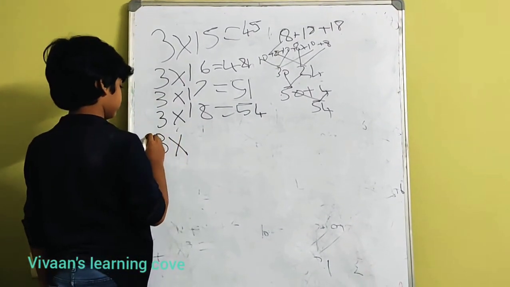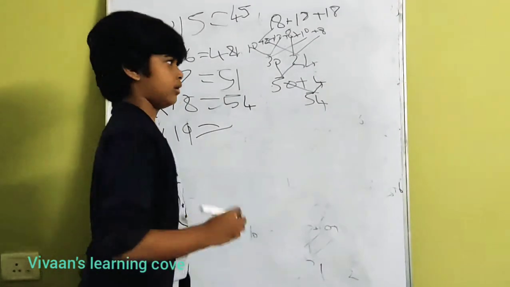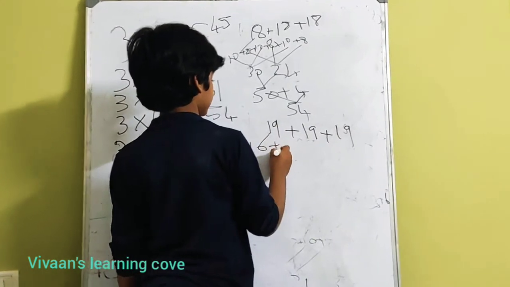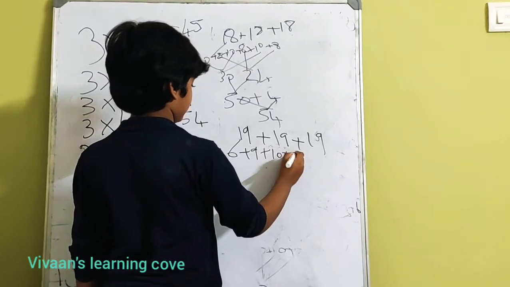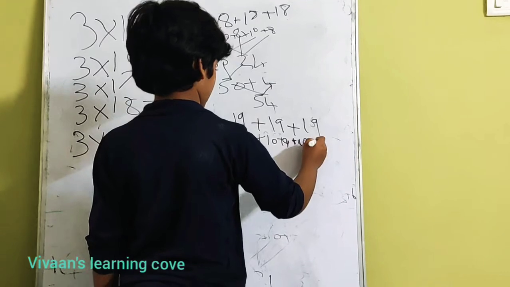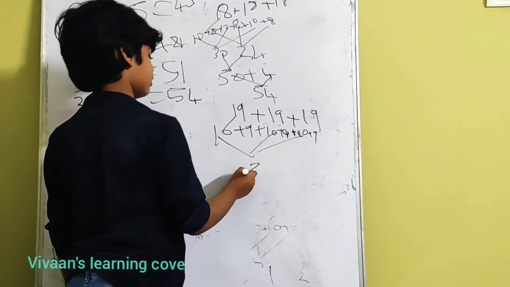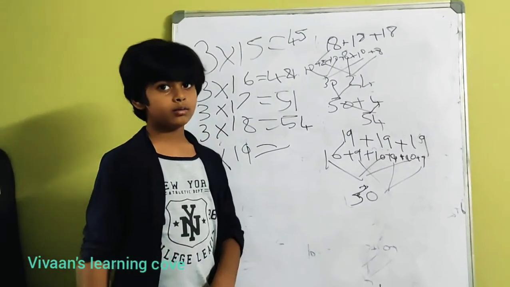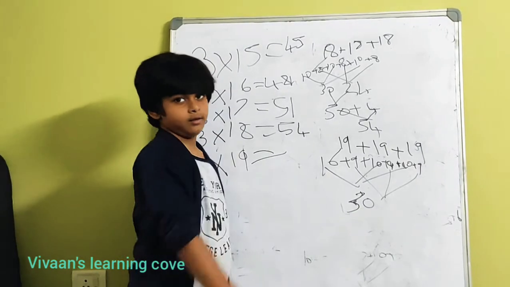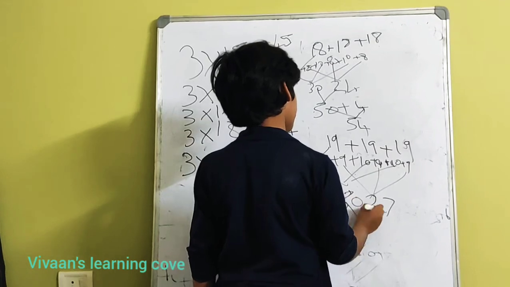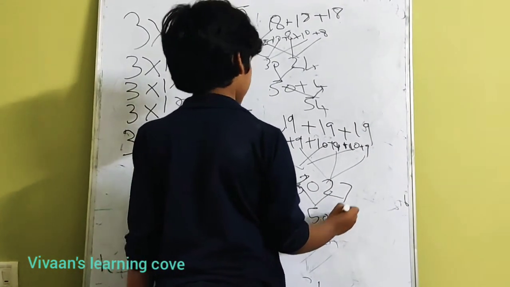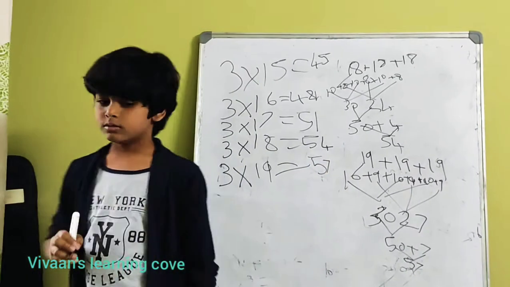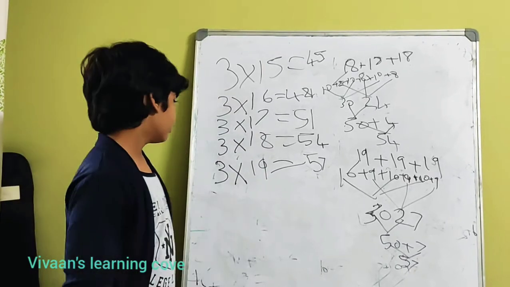3 times 19 equal to 19 plus 19 plus 19. 10 plus 9 plus 10 plus 9 plus 10 plus 9. 10 plus 10 plus 10 equals 30. 9 plus 9 plus 9, see, 3 times 9, we know obviously is 27. 30 plus 20, obviously equal to 50. 50 plus 7, 57. 3 times 19 equal to 57. You see, 3 times 19, 19 times 3, both equal to 57.